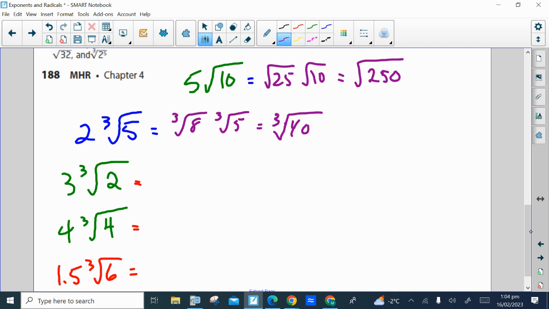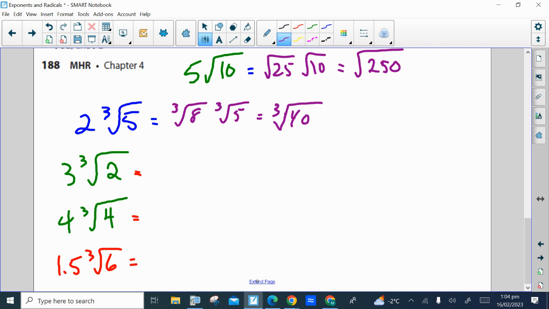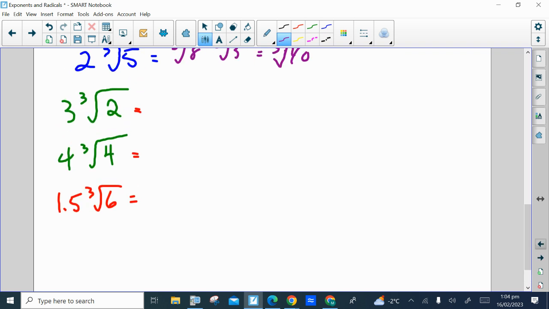The next one, 3 times the cube root of 2. Again, we need to write the 3 as a cube root. You need to find out the cube root of what number is 3. And you can do that by working backwards. You can take the 3 and cube it. 3 cubed means 3 times 3 times 3, which is 27. So this will be the cube root of 27 times the cube root of 2. The cube root of 27 is 3. 3 is equal to the cube root of 27. But now because they're both radicals, we can multiply them together.